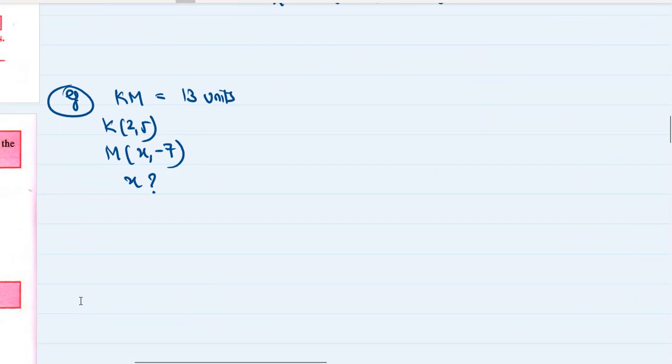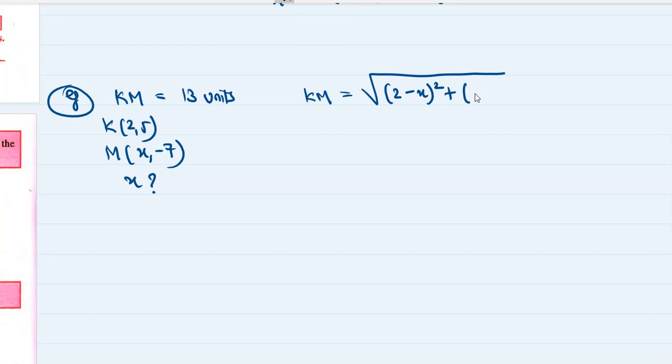So KM is equal to 13 units. K is given, M is given, x is missing. So KM is equal to under root of (2 minus x) the whole square plus (5 minus 7) the whole square. So KM is equal to (2 minus x) the whole square, that is 2 square minus 2 into 2 into x, that is 4x, plus x square, plus 5 minus 7, sorry, 5 plus 7 is 12, and 12 square is 144.